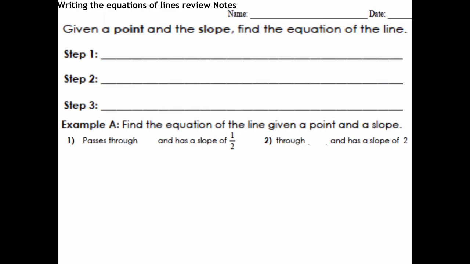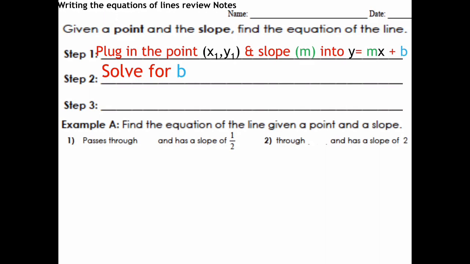Now there's three different steps that you have to follow. The first step is that you need to plug in the point that's given and the slope into y equals mx plus b. That's going to give you all numbers except for b itself. Then you solve for b so that you now have the y-intercept. And then with the given slope and the new y-intercept that you found, you then plug it into y equals mx plus b again. That is your equation. That's your answer. If you need to press pause, go ahead.